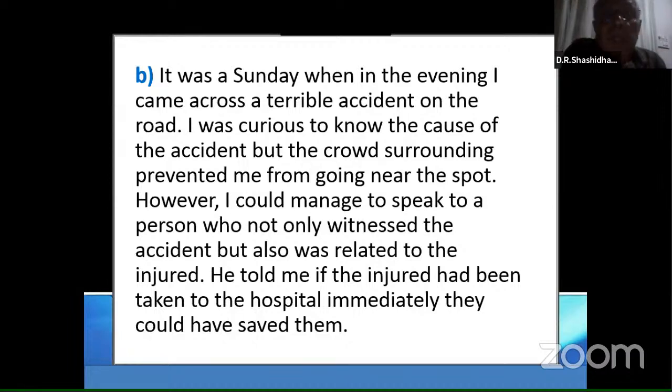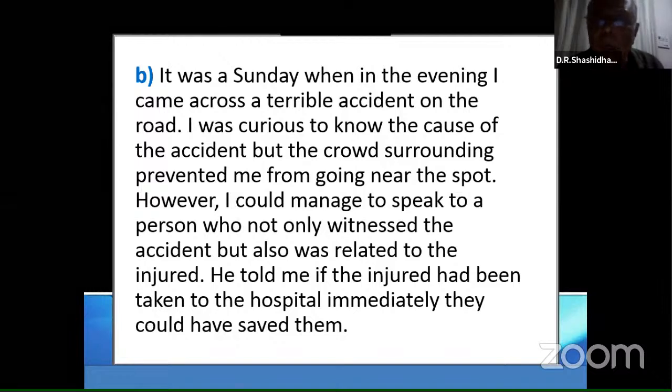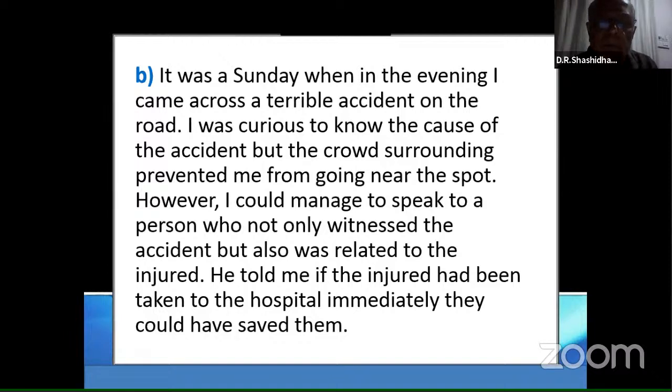First, it was a Sunday when in the evening I came across a terrible accident on the road. I was curious to know the cause of the accident, but the crowd surrounding it prevented me from going near the spot. However, I could manage to speak to a person who not only witnessed the accident, but also was related to the injured. He told me if the injured had been taken to the hospital immediately, they could have saved them.